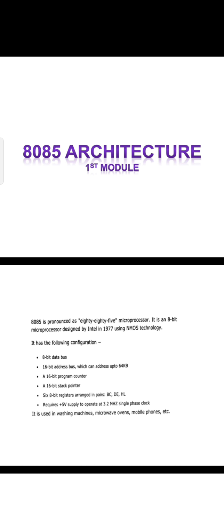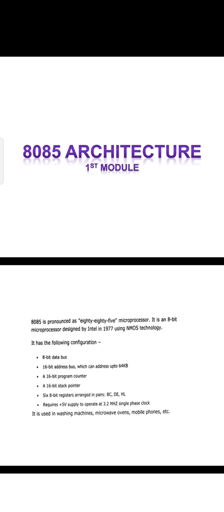So, in the last class, we had discussed what a microprocessor is and what its basic operations or functions are. The basic function of the microprocessor is to fetch the data, to decode it, and to execute it. So, now moving to the 8085 architecture.